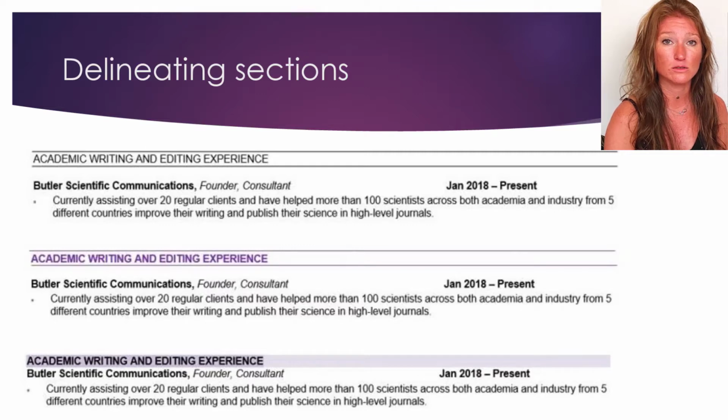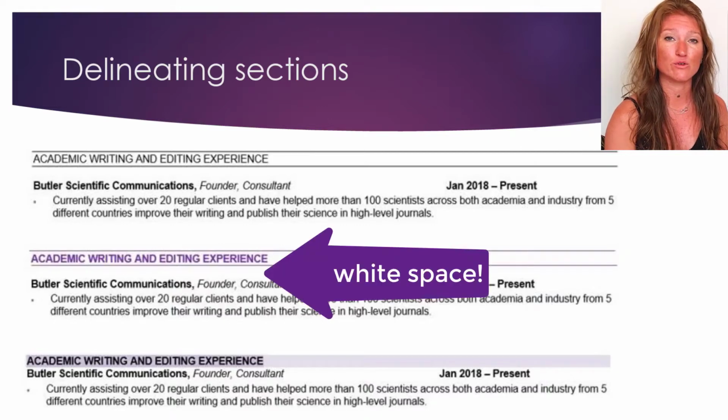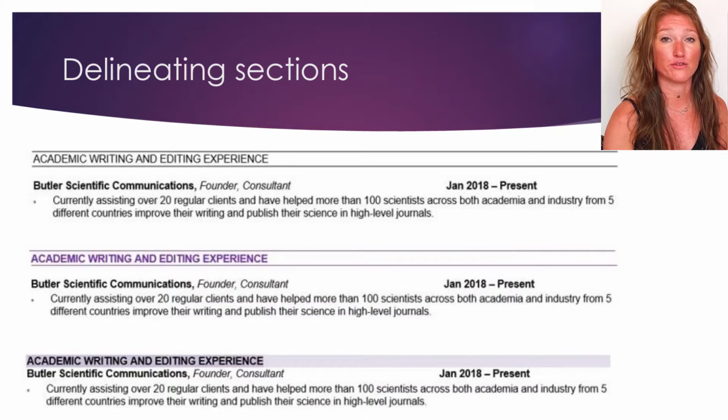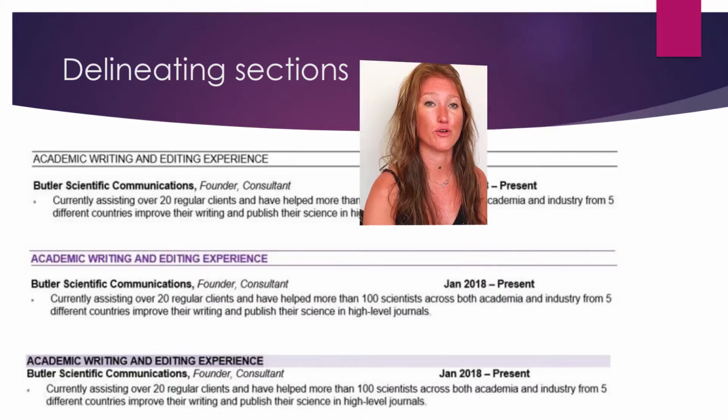And finally, one of the best tips I can give you here too is to use a bit of white space. Even if you don't have a full line in between each section, even having half a line of space in between one section and the next is going to help that stand out. Okay, so don't be afraid of lines, don't be afraid of color to help separate the different sections of your CV.